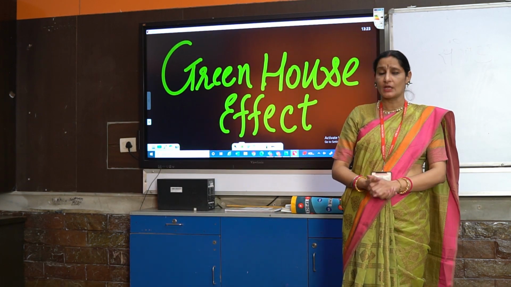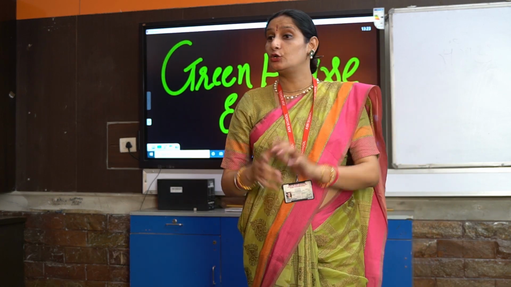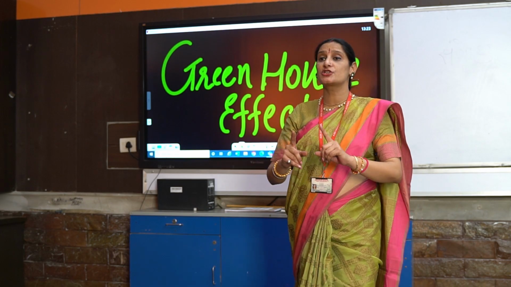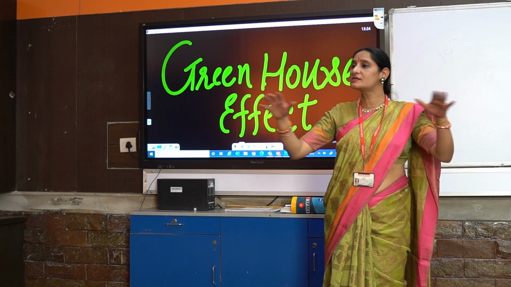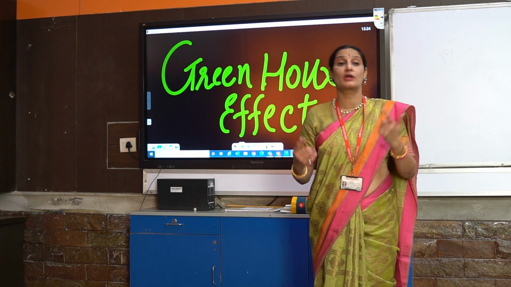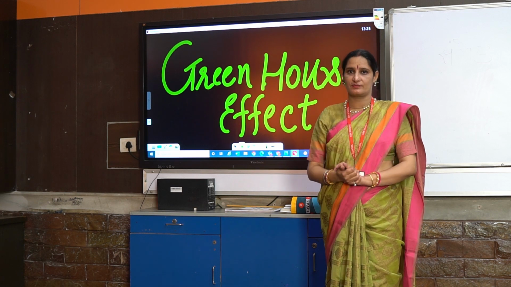When these gases enter the earth's atmosphere, they do not allow the heat radiations to escape. And due to this, the earth's surface is heating up. In other words, we say that there is a rise in the temperature.